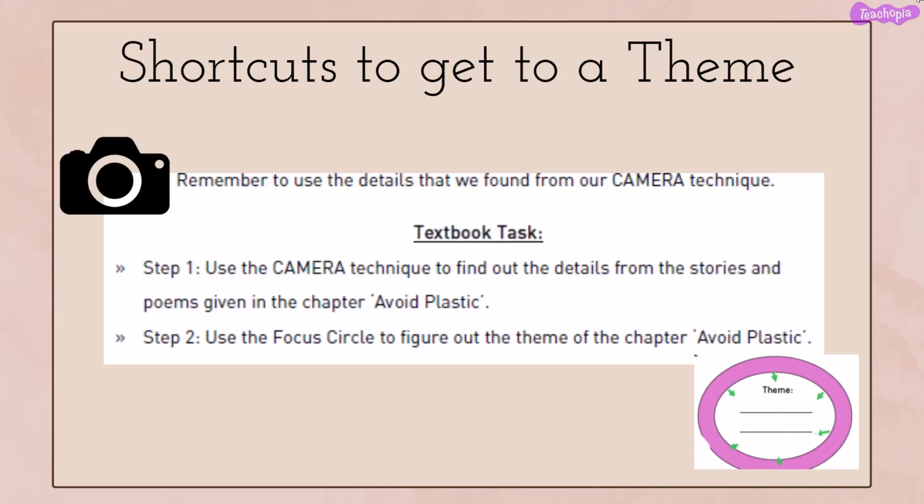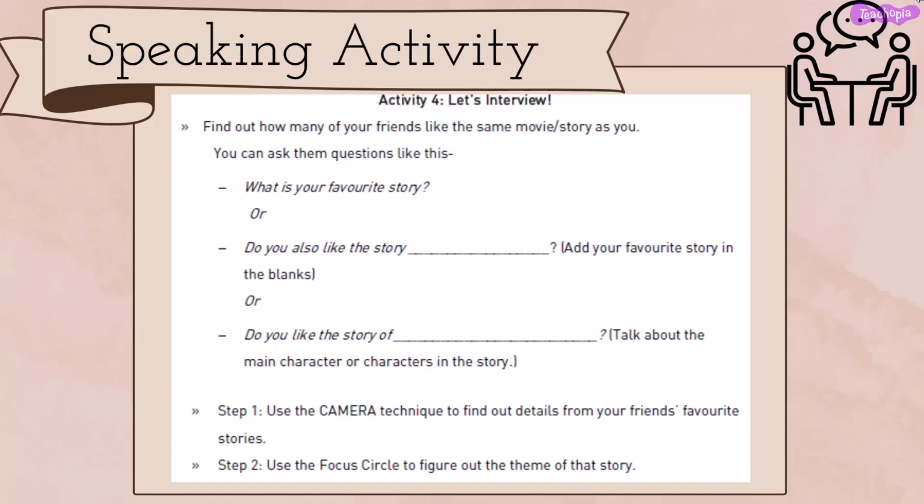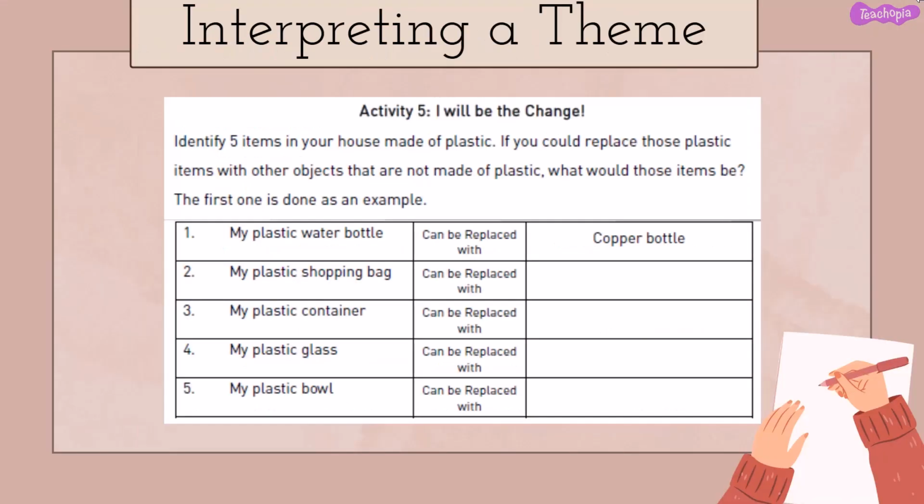And then a summary of this can be done using a new chapter called Avoid Plastic. This is a textbook task. After which, we have a speaking activity where we would like and encourage the learners to go around and ask their friends a few questions. A few questions are, what is your favorite story? Do you like this story because of this or that? Who is your favorite character? And then using the camera technique and the focus circle, they can come up with themes of their friends' favorite movies.